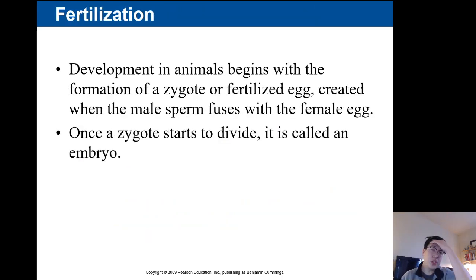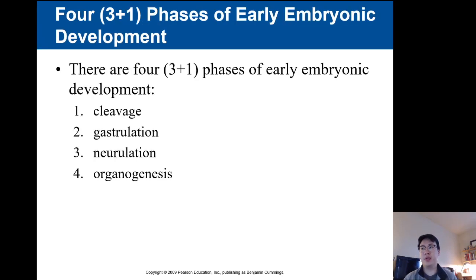So development in animals begins with the formation of a zygote. I'm reiterating for a reason, so hopefully it's making more sense. Once the zygote starts to divide, it's called the embryo. Now there are four-ish phases for early embryonic development. The first one is cleavage. Now remember, what is cleavage?